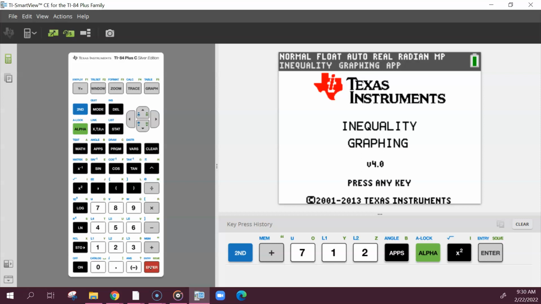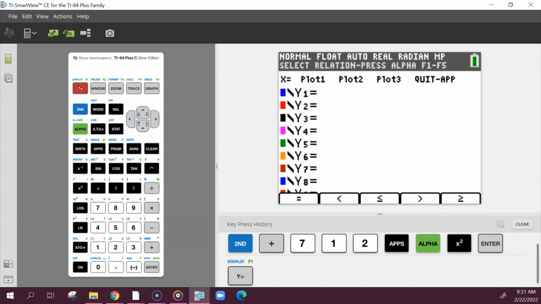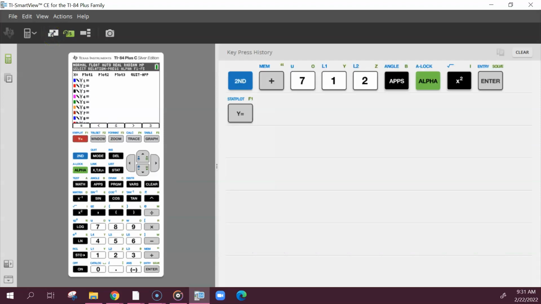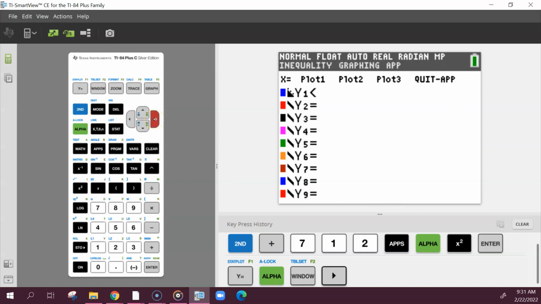Apps and inequalz, enter. And then go into y equals. And we're going to put both of these in. In order to change your symbol, you need to press alpha and then whichever button you need. So for the first one, you would need less than, so alpha window. And then get off of it and put in the rest, negative 5x plus 6.